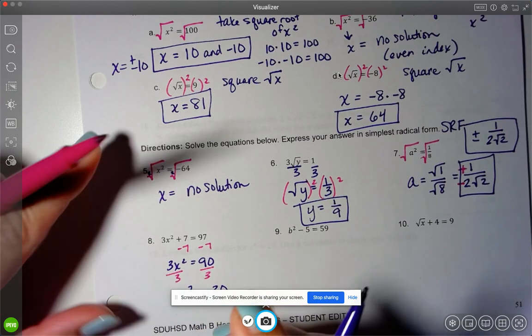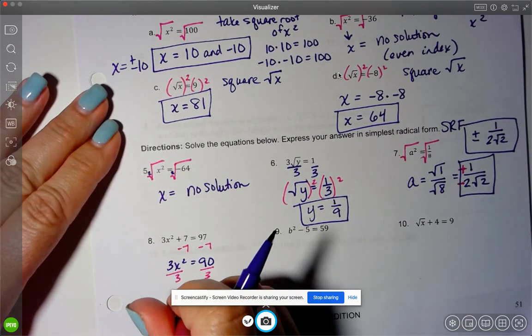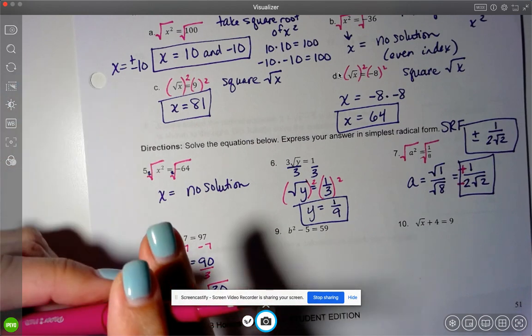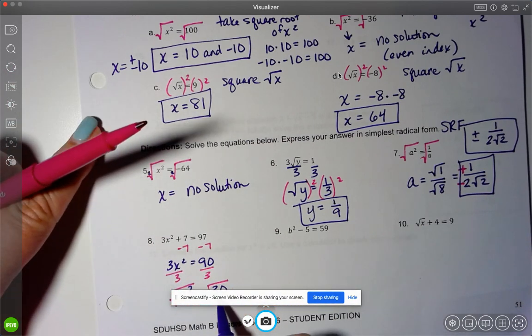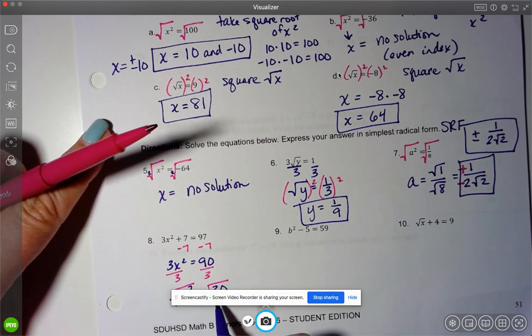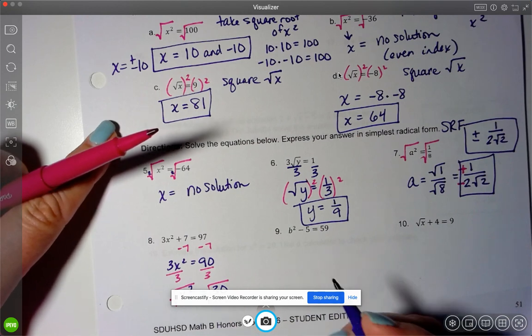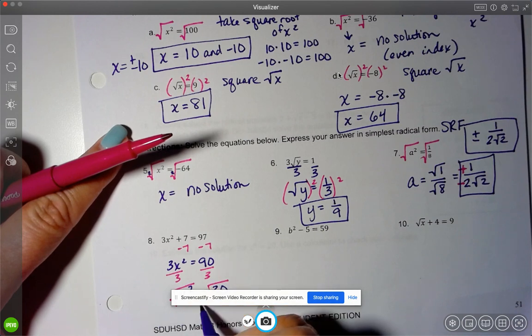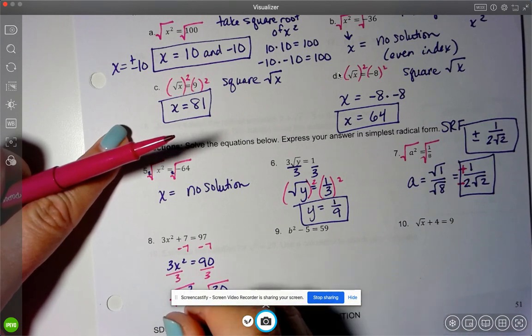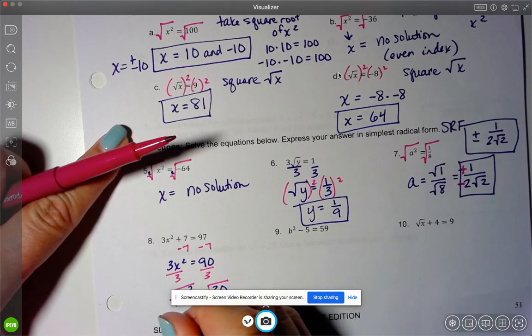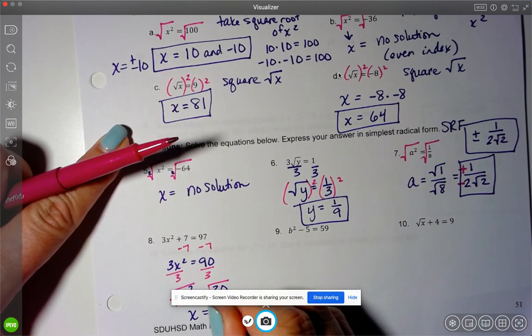And then I want to take the square root of both sides, another inverse operation. So 30 doesn't have any perfect square factors in it. Like that's as simple as it gets. But I have positive and negative. So I'm going to put x equals positive and negative root 30.